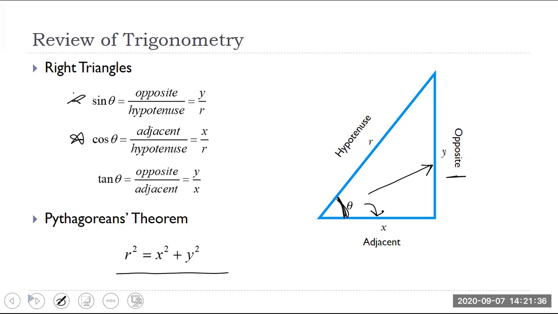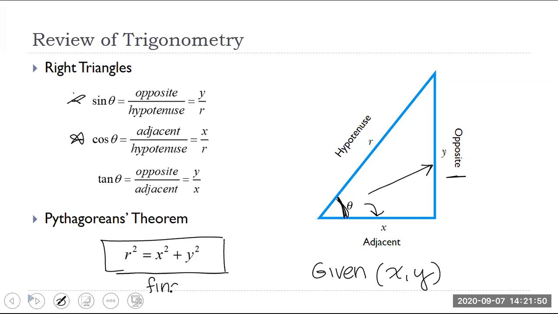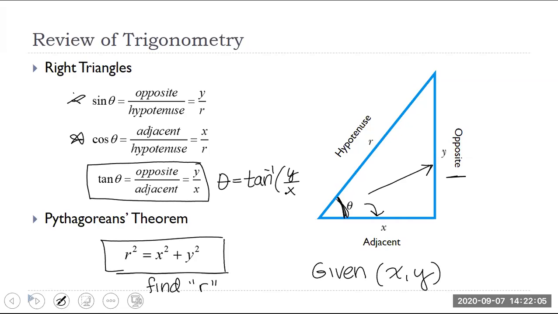So for example, if I was given x and y, my Cartesian coordinates, then I could use Pythagorean's theorem, and I could find my polar coordinate r, and I could use the fact that tangent of the angle is y over x, so the angle would be the inverse tangent of y over x. So I could determine the polar coordinates r and the angle theta.